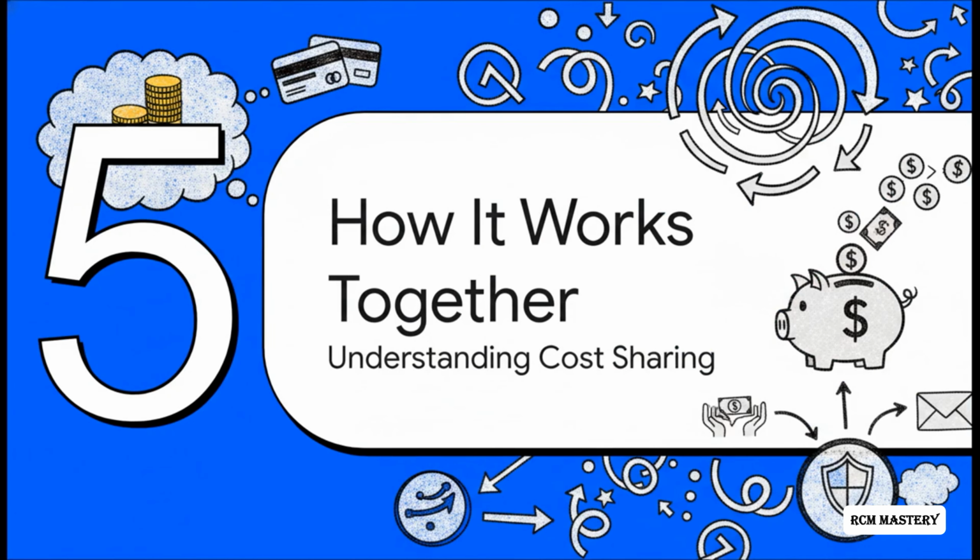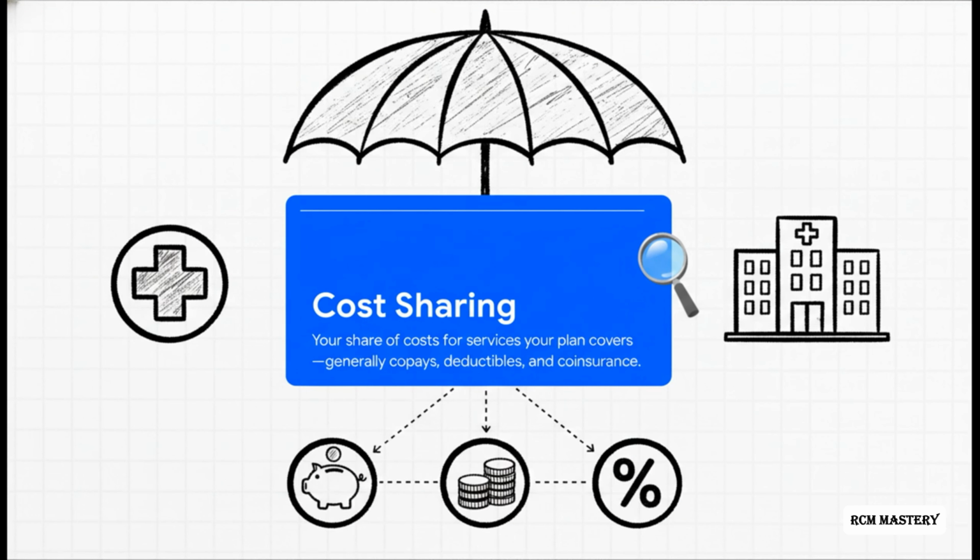Now, all these payments we've been talking about, the deductible, the copays, the coinsurance, they all fall under a single umbrella term. That term is cost sharing. Let's just define that clearly so it all clicks into place. Quite simply, cost sharing is your share of the cost for the actual healthcare services you receive. It's the money you pay when you use your insurance, and it specifically refers to those three key components: your deductible, your copayments, and your coinsurance.